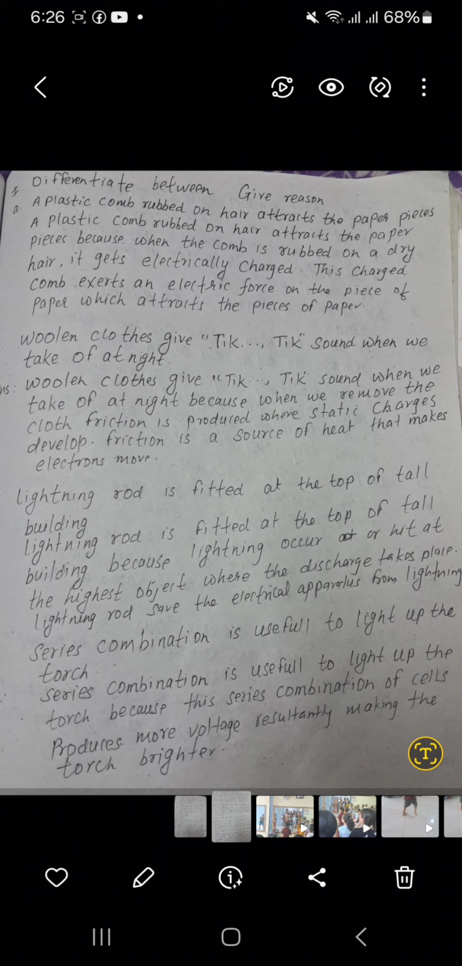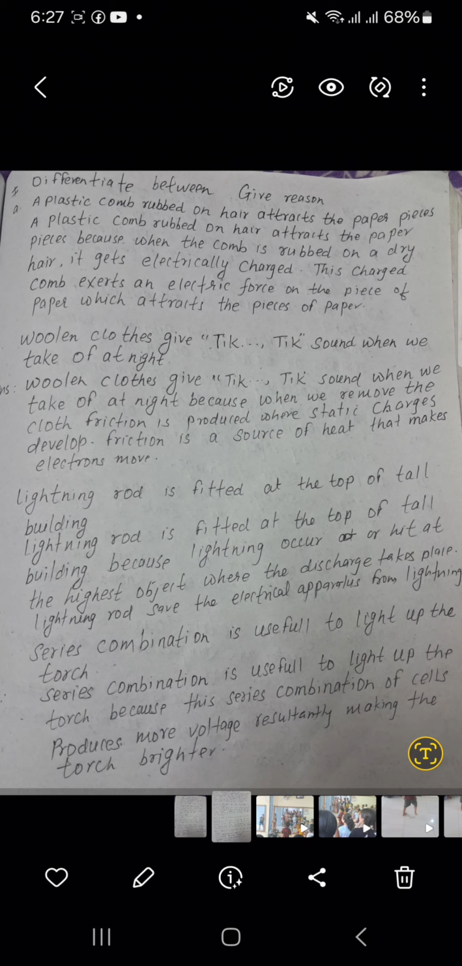Number one question: a plastic comb rubbed on hair attracts the paper pieces. Why? So the answer would be a plastic comb rubbed on hair attracts the paper pieces because when the comb is rubbed on dry hair, it gets electrically charged. This charged comb exerts an electric force on the piece of paper, which attracts the piece of paper.